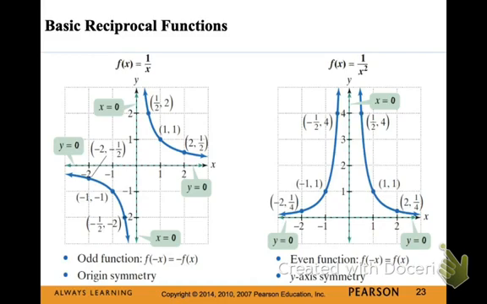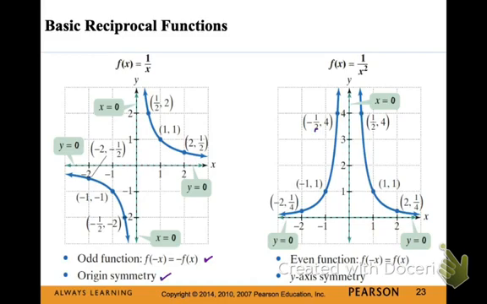So f of x equals 1 over x, and f of x equals 1 over x squared. I just want you to take in the basic characteristics of these parent functions. So if we look at the graph on the left, this is an odd function. You can tell because of the graph being symmetrical about the origin. Also, if you plug in negative x for x, you get the opposite of the original function. So the original function is 1 over x, and you would get negative 1 over x.